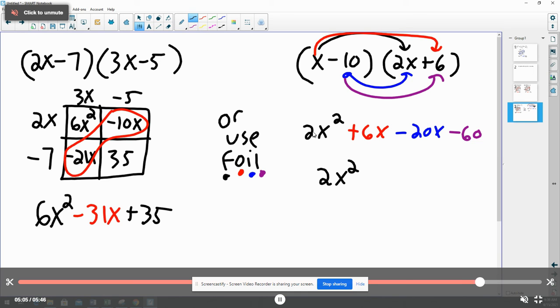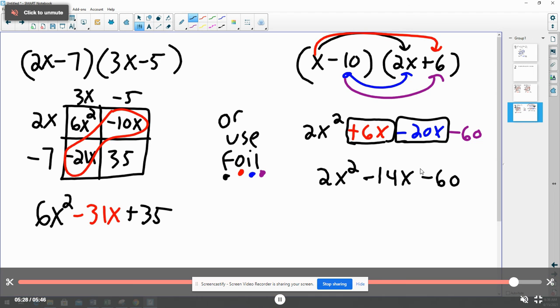2x squared stays the same. We can combine the two terms in the middle, which would be negative 20x and positive 6x, just like I'm combining on the diagonal over here. 20 minus 6 is 14. 20 is bigger, so it's negative 14x, right? 1 minus sign, subtract like normal. And then minus 60 gets tacked on the end.